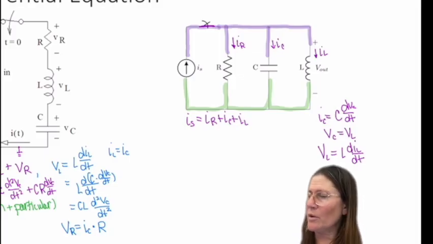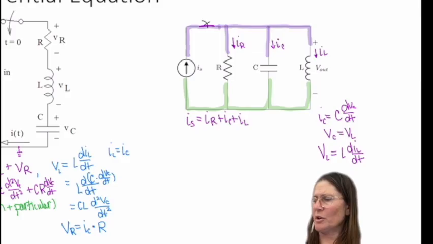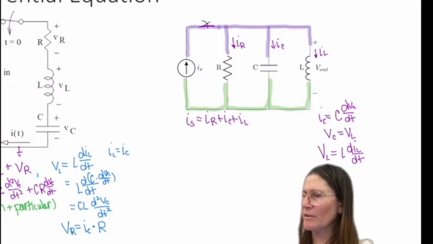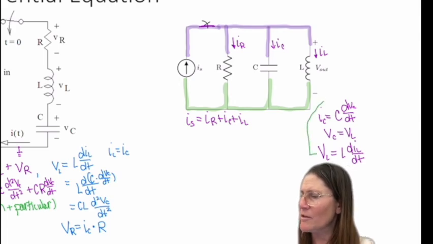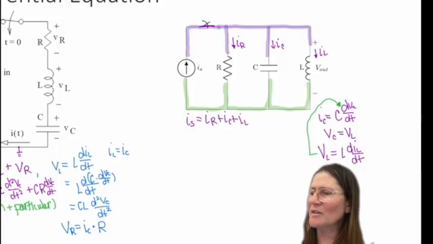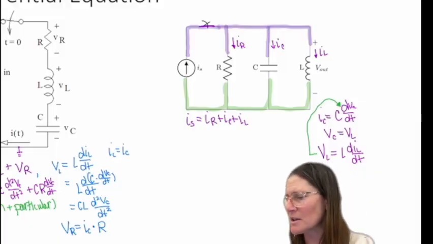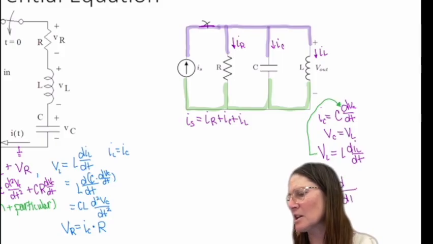Okay, so IR, so I want to put these all in terms of currents. Let's see. So now I can substitute this back in for this one. So we get IC is C d/dt, and then VL, which is equal to VC, is L dIL/dt.